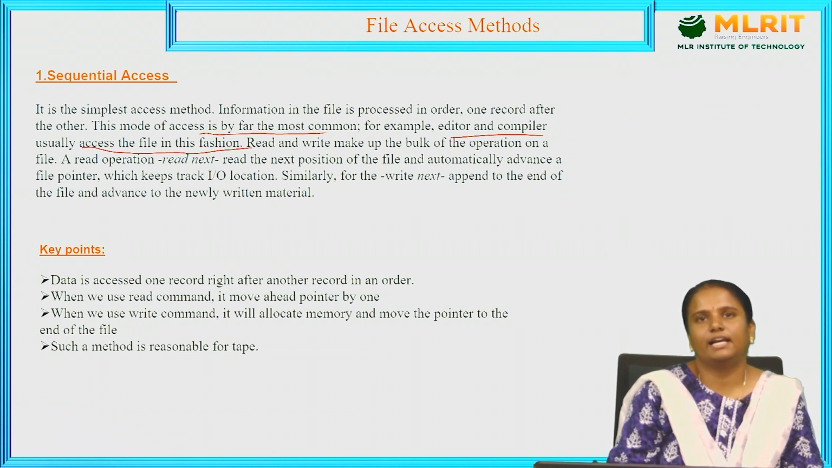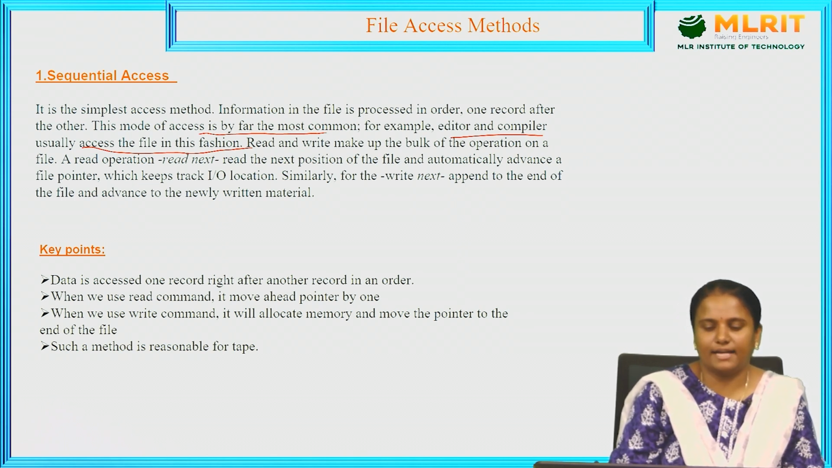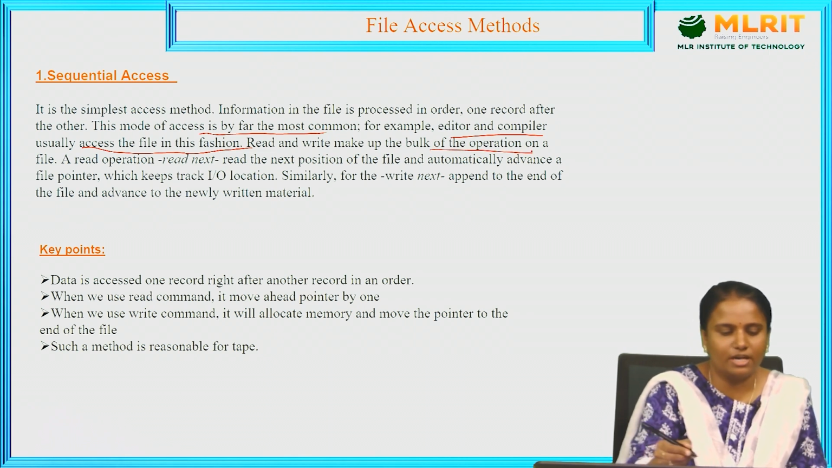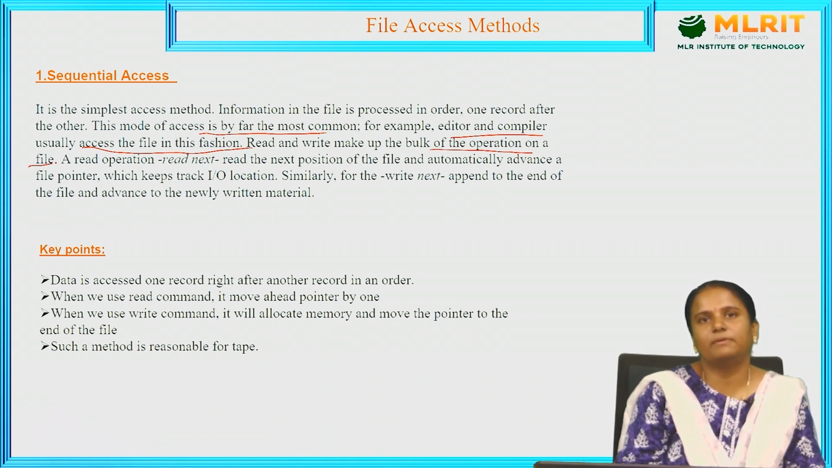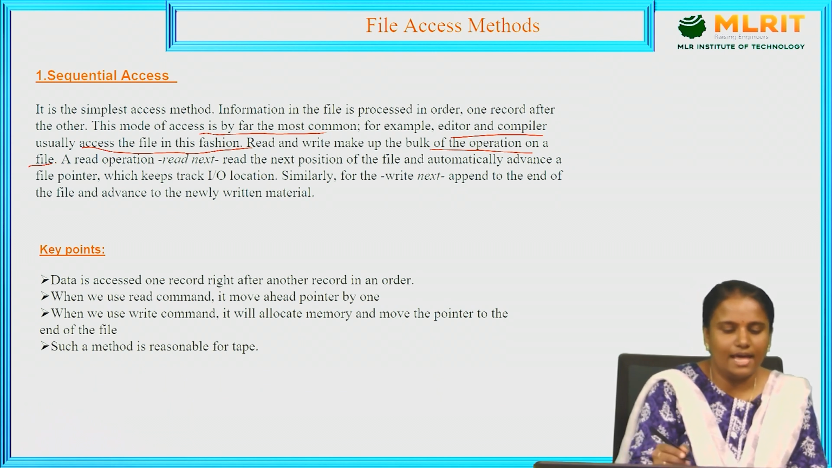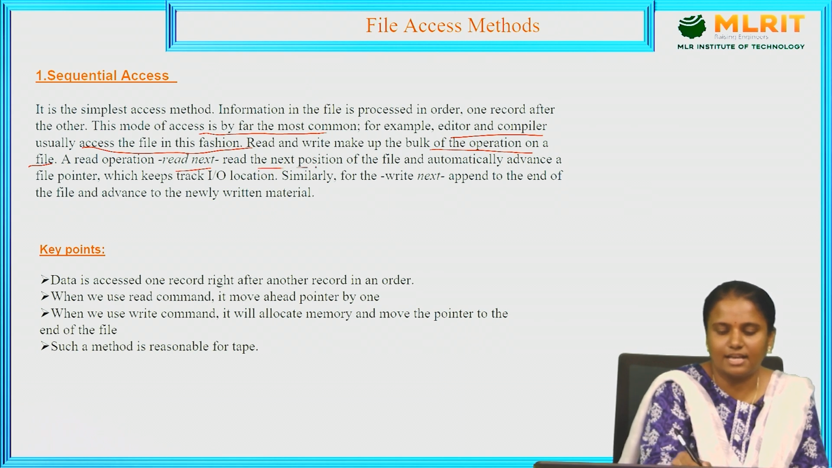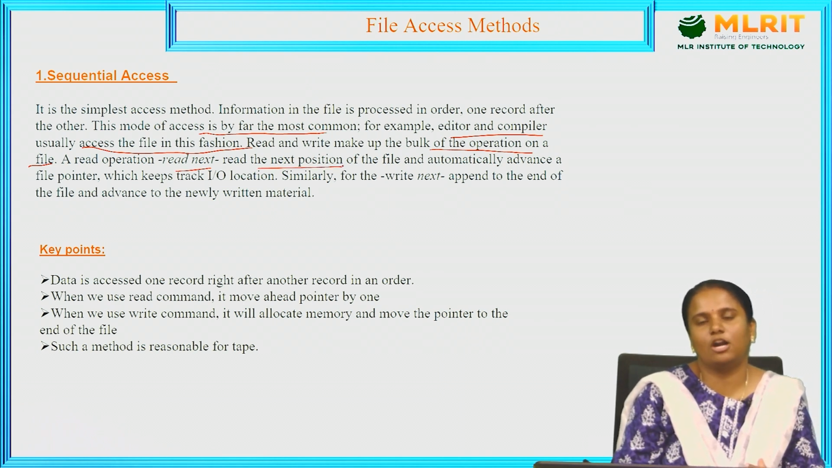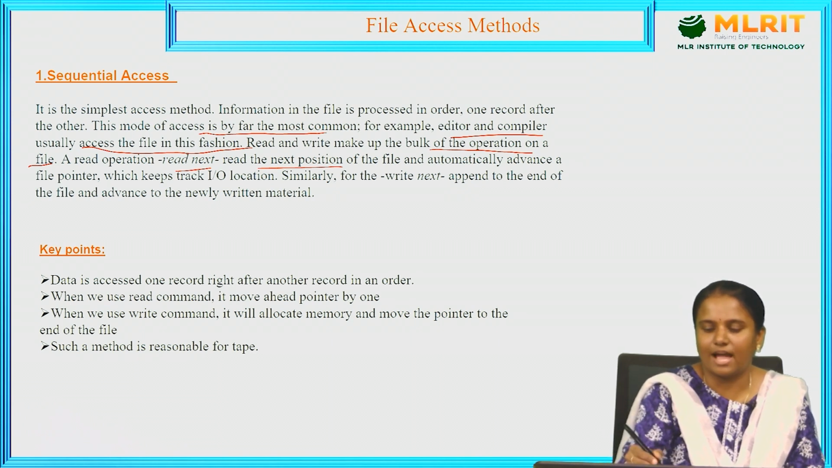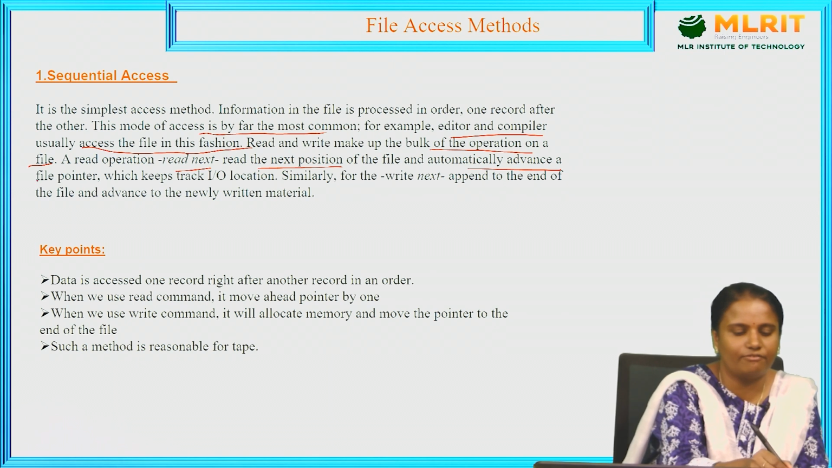For example, if you want to edit a file, compile it or execute it, it is usually accessed in this fashion. Read and write make up the bulk of the operations on a file. A read operation reads the next position of the file and automatically advances the file pointer.